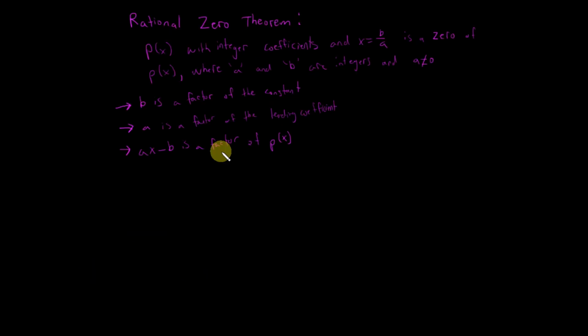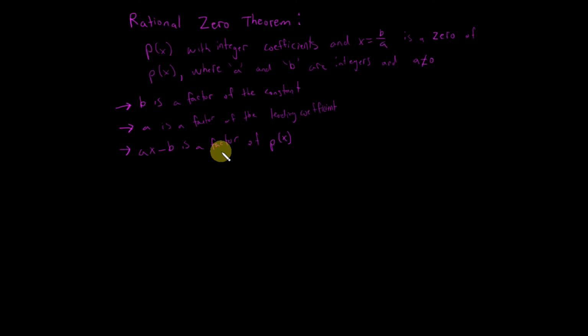So the last theorem that I would say branches off of the factor theorem and the integral zero theorem is the rational zero theorem. And this is probably the most complicated theorem that we learn in advanced functions in this unit, I'd say. So it says that p of x, a polynomial function of x with integer coefficients, so they're all whole number coefficients, no fractions or irrational numbers, and x equals b over a is a zero of the function.